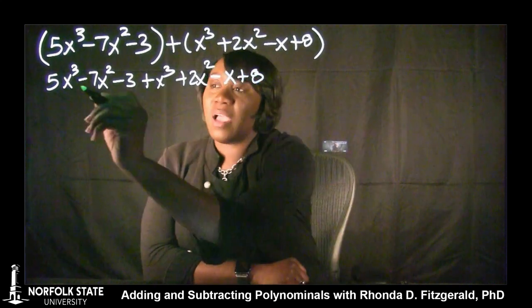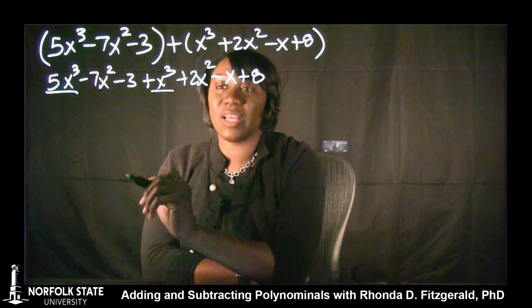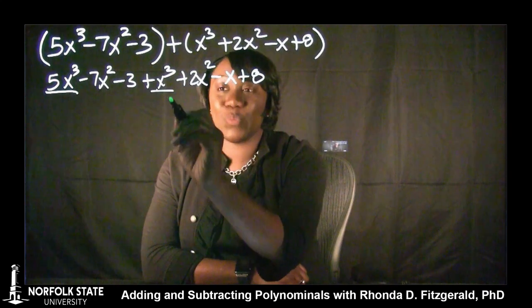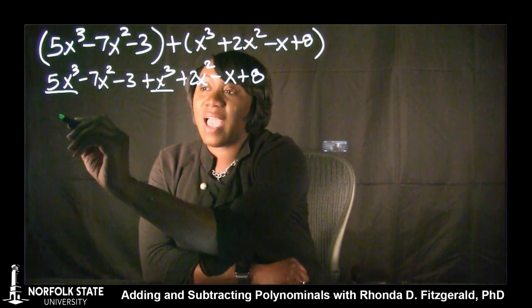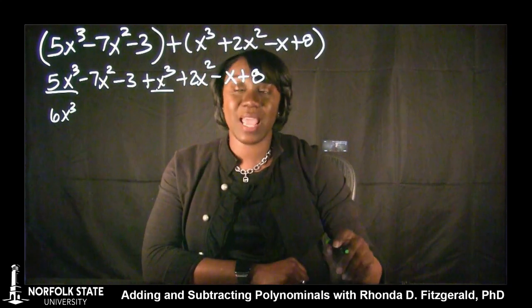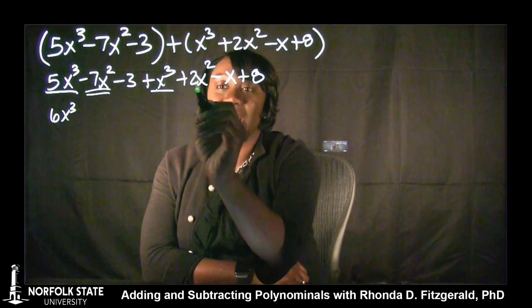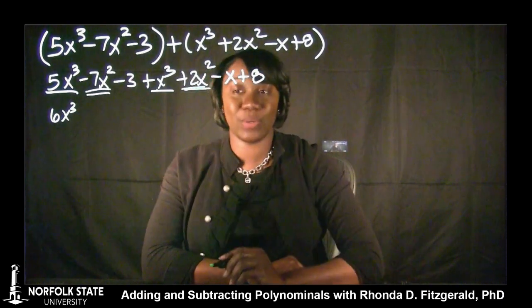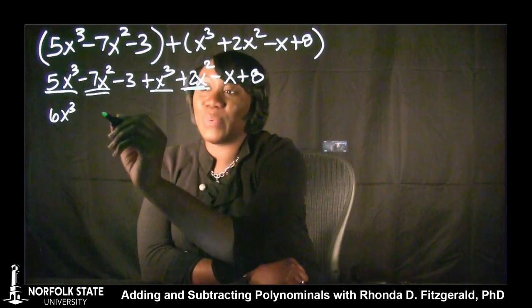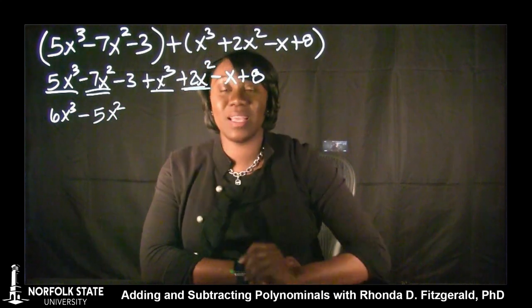So let's see. Our first set of like terms that I see, a 5x cubed and a 1x cubed. When I add that, I end up with a 6x cubed. Next, I see a minus 7x squared and a positive 2x squared. When adding those, we have a minus 5x squared.